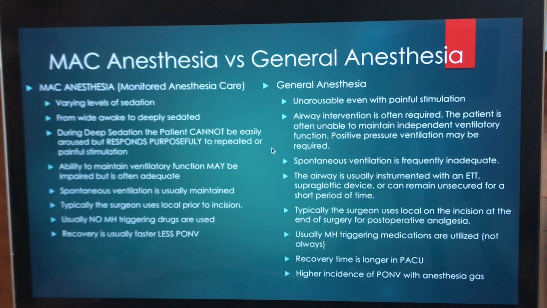General anesthesia, on the other hand, the patient is completely obtunded and does not respond at all to painful stimulation. Their airway is typically unprotected and requires intervention in some way, such as endotracheal intubation, supraglottic device such as LMA, or they can breathe spontaneously at times. Their spontaneous ventilation is frequently inadequate, and they require some kind of support or positive pressure ventilation. Local is also used during these cases.